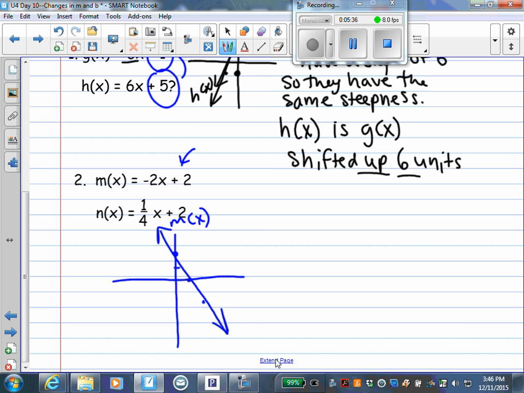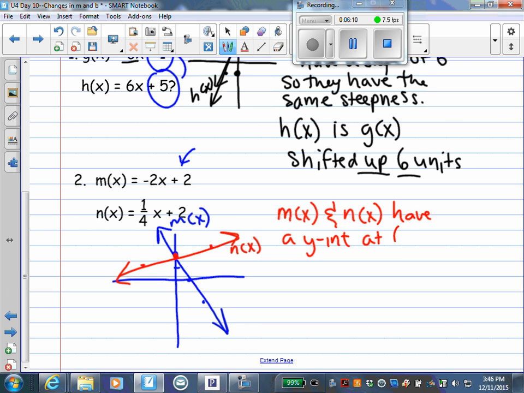And then I'll do N of x in red. N of x is beginning at 2, also 0, 2, and it's going up 1 to the right 4. So it's going to be more like this. And that's N of x. Okay, so when I compare them, I want to say what they have in common and what's different. Maybe they won't always have something in common. In this case, they do have something in common. Both M of x and N of x have a y-intercept at 0, 2. So that's what they have in common.